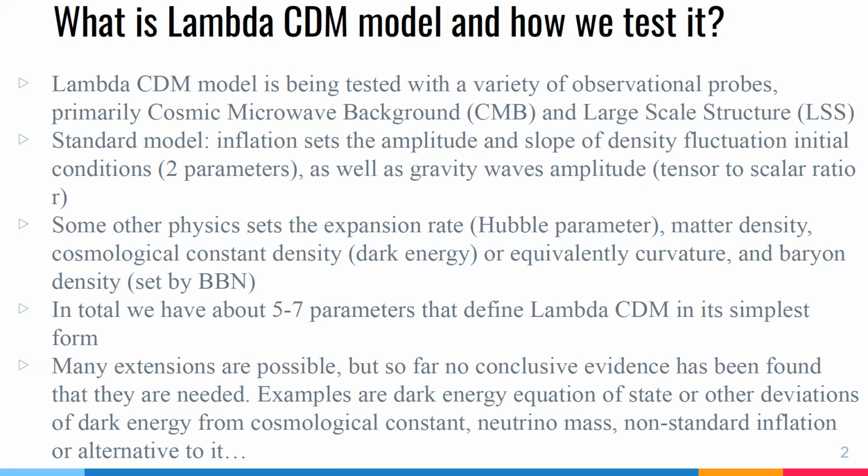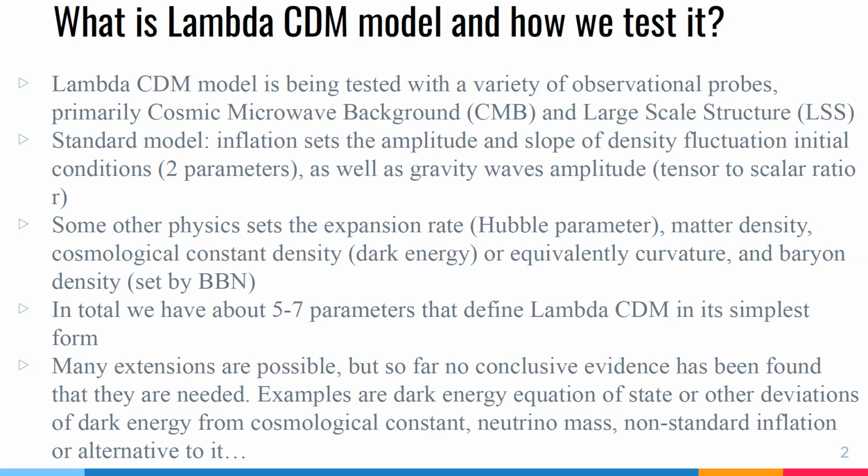Well, we have a kind of standard model of Lambda CDM, which is defined first by initial conditions. We think initial conditions are set by inflation, and in the simplest model of inflation, the inflation sets the amplitude of fluctuations and the slope of fluctuations, and also sets the amplitude of gravitational waves, which we describe with the so-called tensor to scalar ratio R.